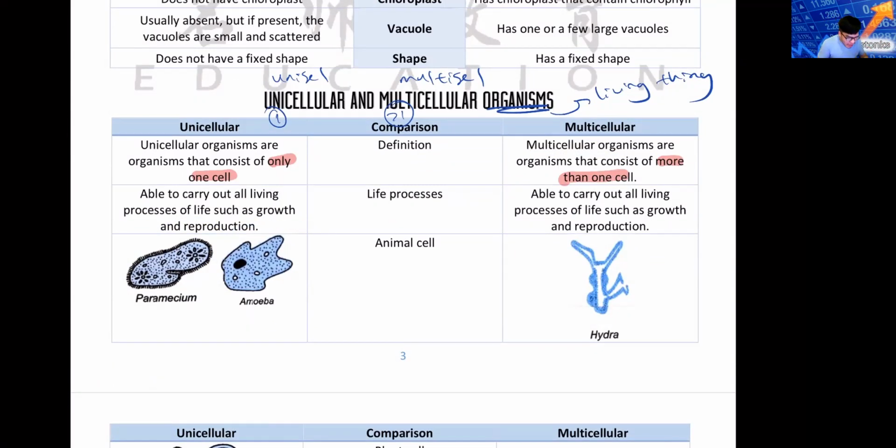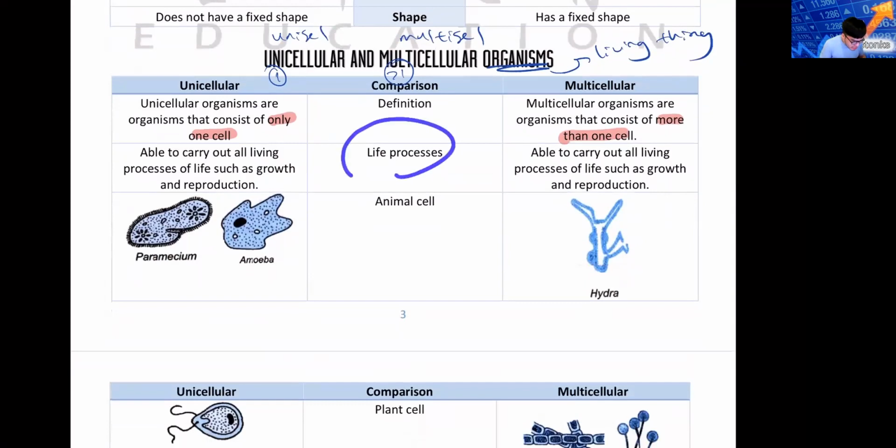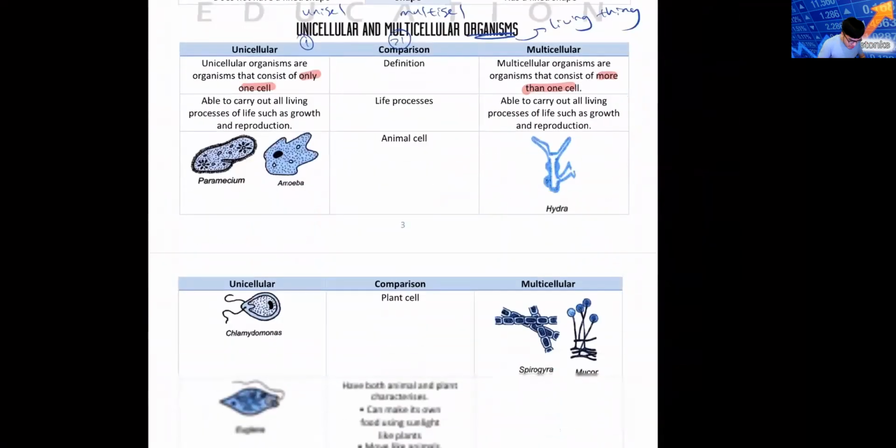So anyway, life processes. Do they do life processes? Yes, they all do growth, reproduction, the same thing, because they are both living things. So this is a very useless point. Okay, so let's look at all these animal cells, plant cells, and all these.